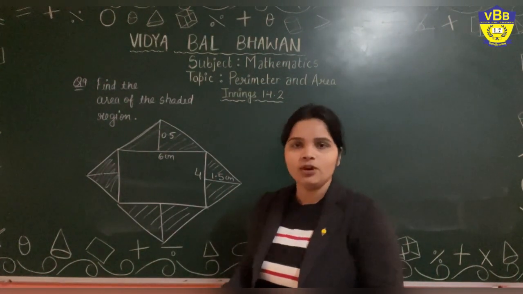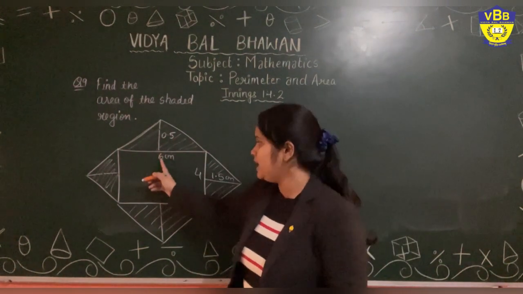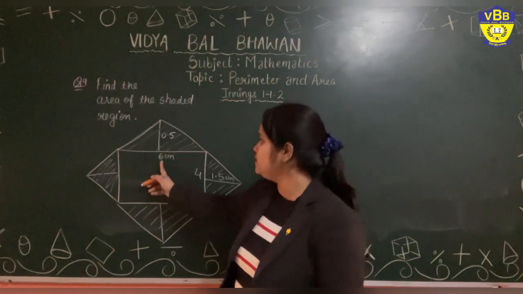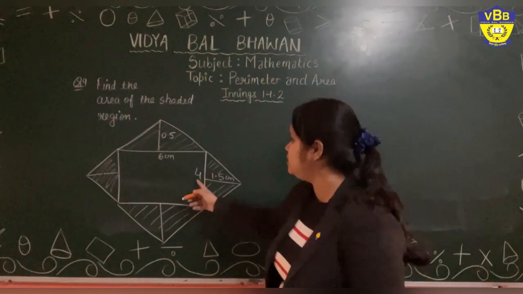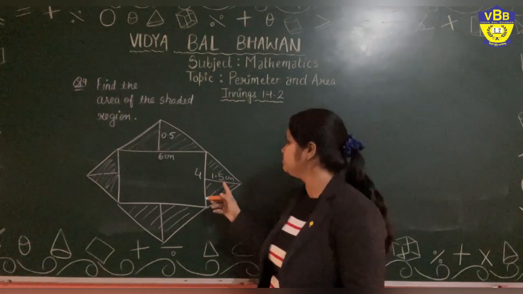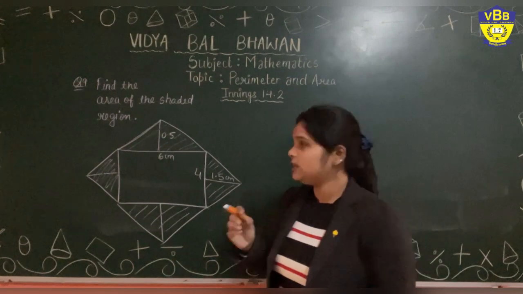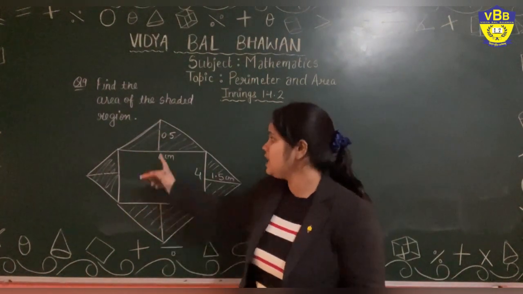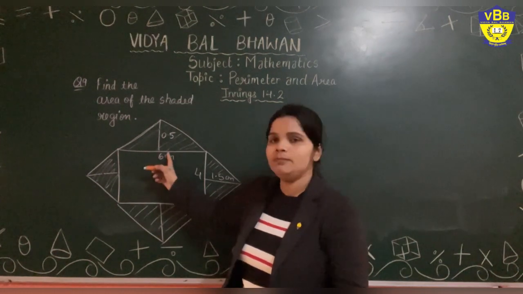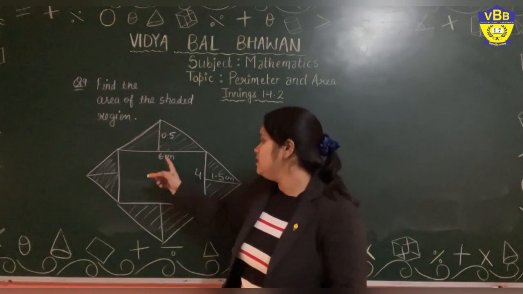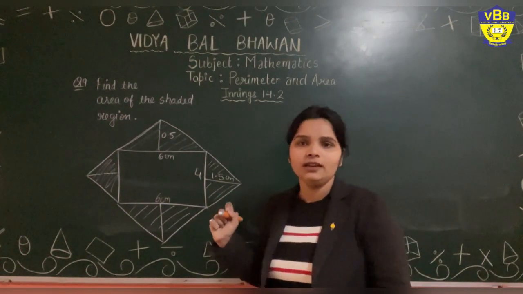What is the formula of area of triangle? Half into base into height. Here, base you know, that is 6 centimeter. Height you know, that is 0.5 centimeter. Here you know the base 4 centimeter. Height 1.5 centimeter. Have you observed that this triangle and this triangle are of same size because both of them are having same bases? This is 6. This will also be equal to 6 centimeter as it is the opposite side of the rectangle.